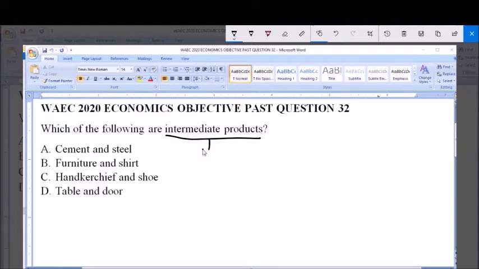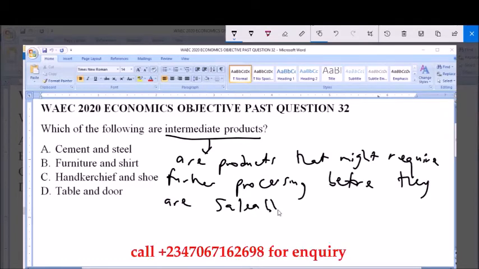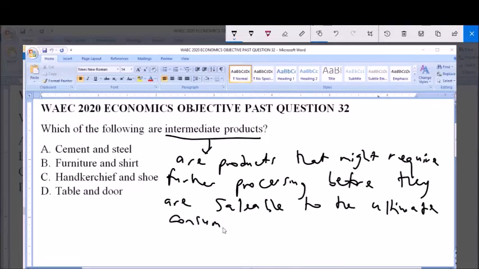Intermediate products are products that might require further processing before they are sellable to the ultimate consumer. So intermediate products are basically just products that may require one or more forms of processing, further processing, before they will be useful or sold to the ultimate consumer. So let's look at each of the options and see which one falls under this description.